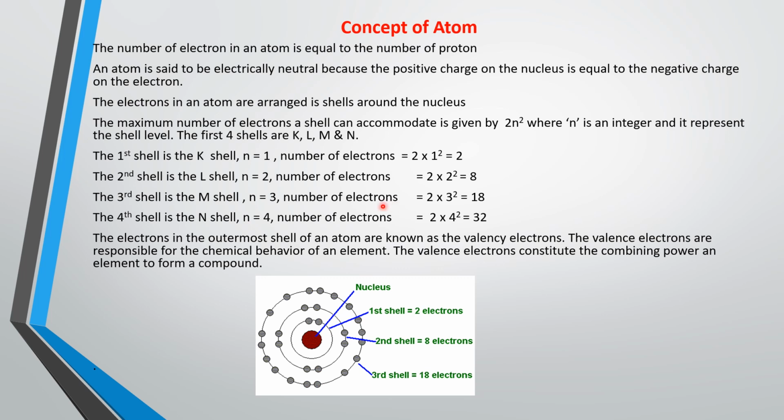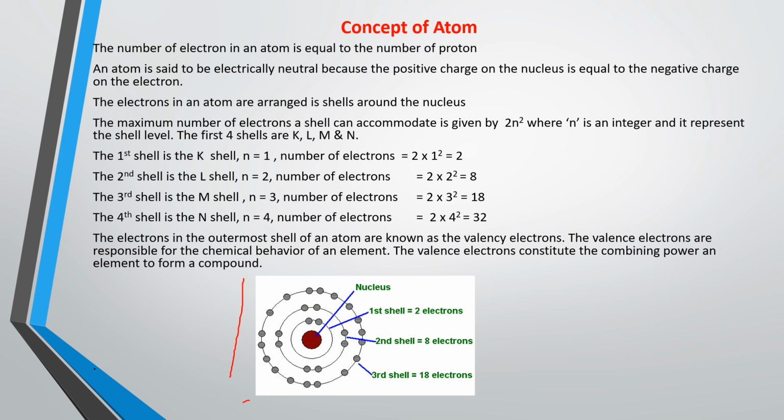So as I've said before, the number of electrons in an atom is equal to the number of protons in the atom. And I've also mentioned that an atom is electrically neutral because the positive charge on the nucleus is equal to the negative charge on the electrons. So this I've also mentioned before. And we want to know that the electrons in an atom are arranged in shells. So if you look at this drawing under here, we see that the electrons are actually arranged in shells.